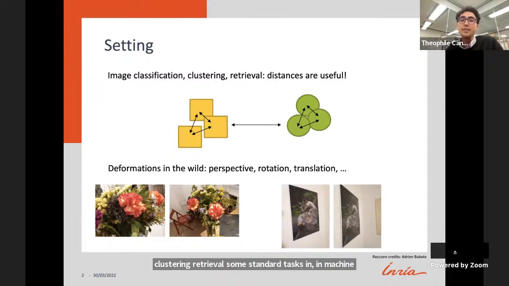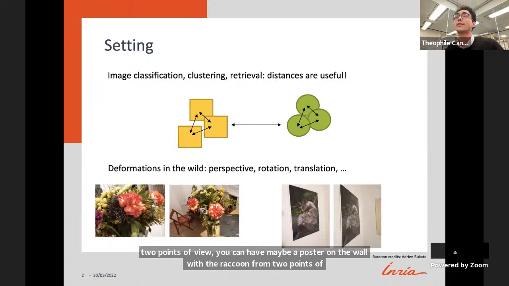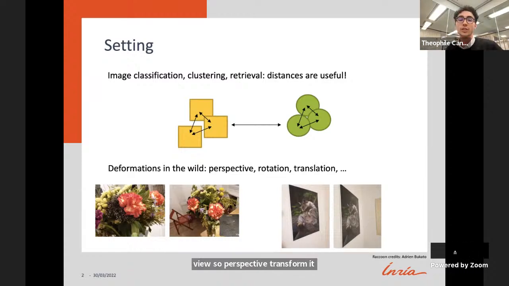And in all these tasks, having a distance metric, or a divergence, or in general, a dissimilarity can be quite useful. So for example, here for clustering. And furthermore, in the wild, data can present some form of deformation. So for example, here, these are some images I took in my apartment. So you can see that you can have flowers from 2 points of view. You can have maybe a poster on a wall with a raccoon from 2 points of view. So a perspective transform, a rotation, a translation, things like that.